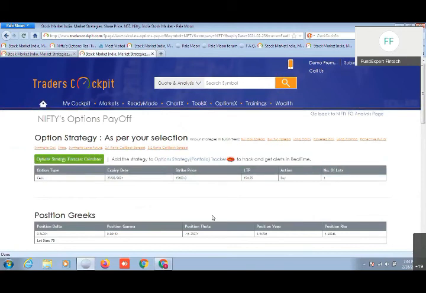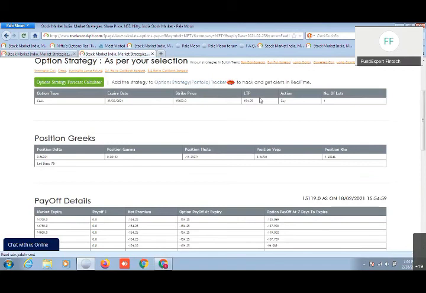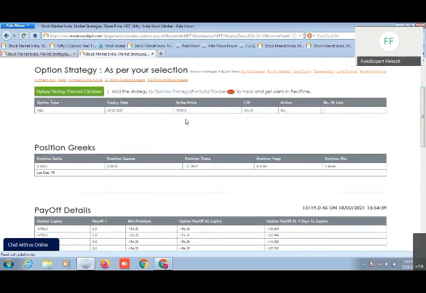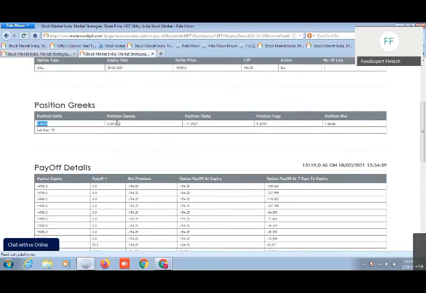When you click on the option payoff button, it will take you to the next page, where it will show you the premium value, and also the option Greeks for that particular strike price. Suppose you want to know what is the delta value of the 15,100 call option currently. So the delta value is how much? 0.56, right? These different factors like delta, gamma, theta, vega, they help you to calculate the option premium values.